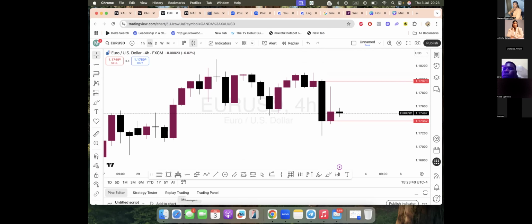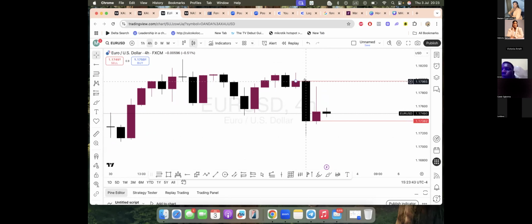So what price is at the bottom of this candle? Write it out. What price is at the bottom? 1.17382. And what price is at the top? So is this a bullish candle or a bearish candle?